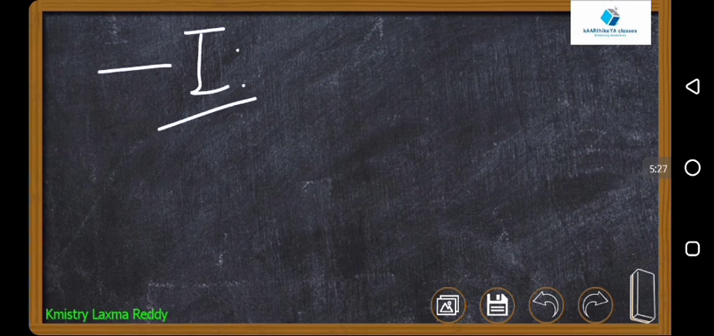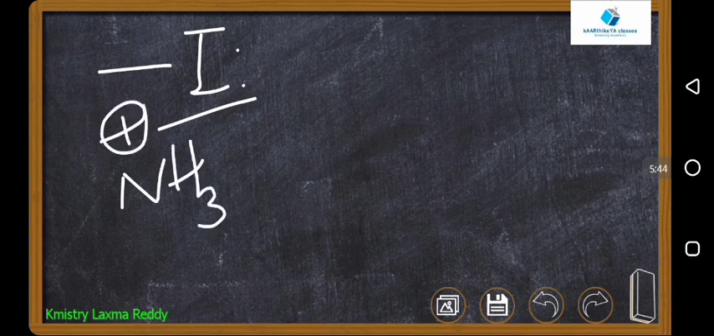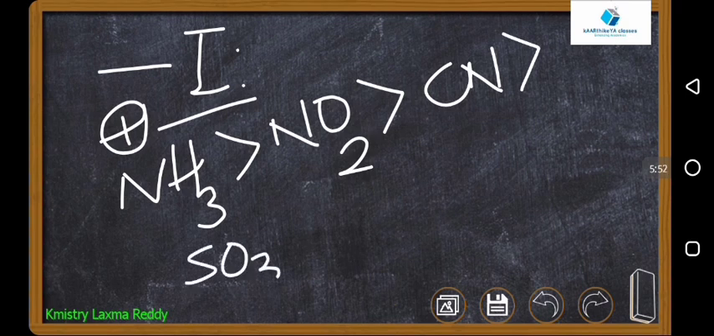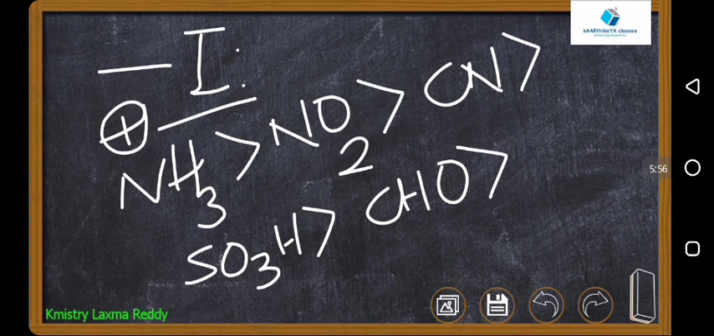Minus I group, there is a big order you can take. These we can say electron withdrawing groups. They withdraw the electrons because, as we were discussing, they attract electrons more than hydrogen. They are called withdrawing groups. The minus I order I am giving you: NH3 plus or you say NR3 plus. This is maximum, then NO2 group, then cyanide group, then SO3H group, then aldehyde, ketone.